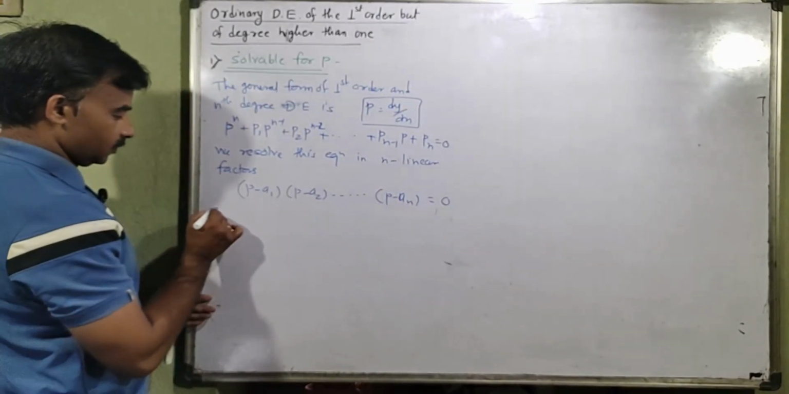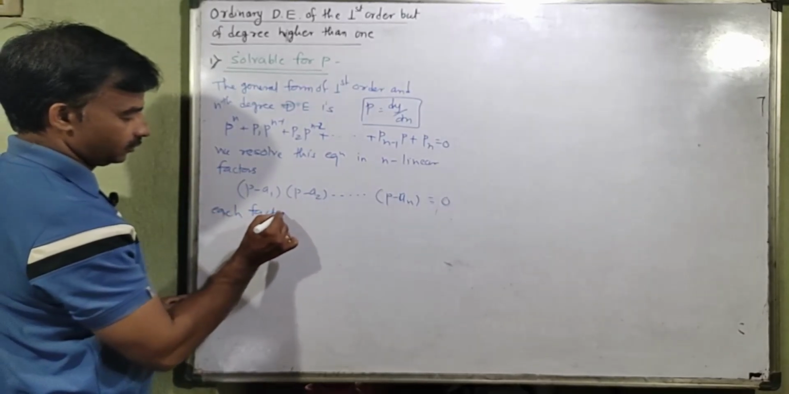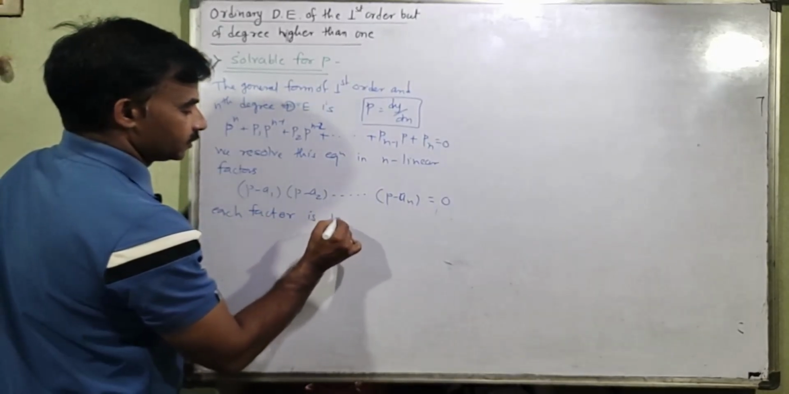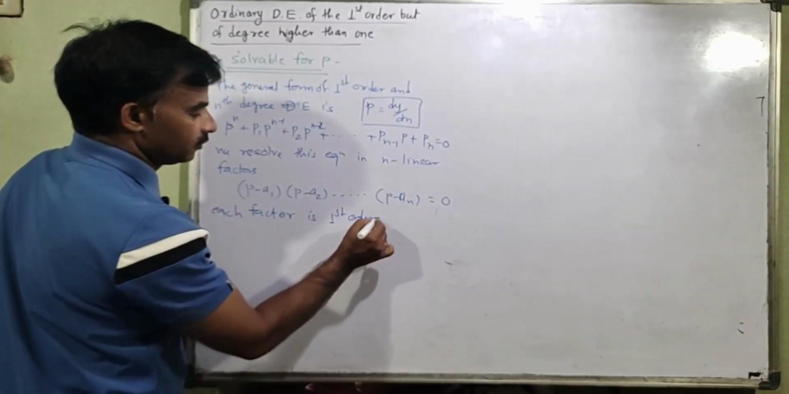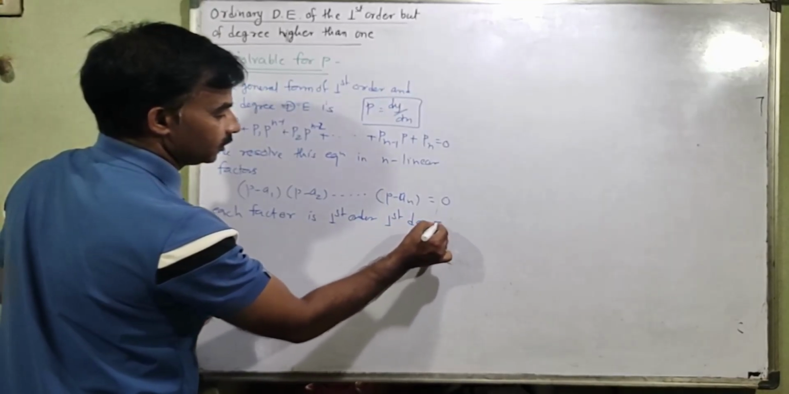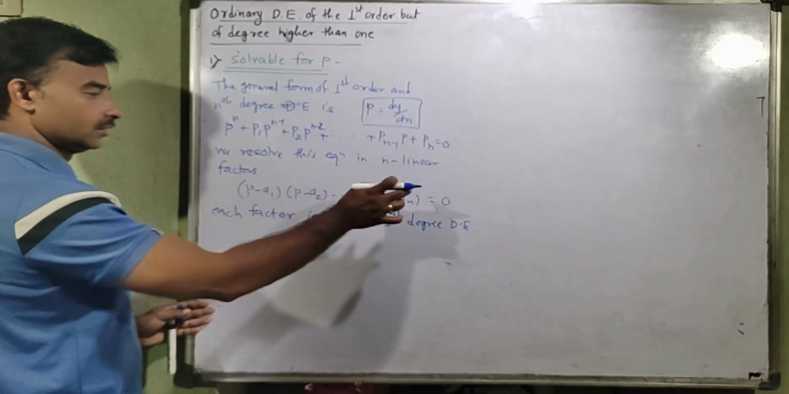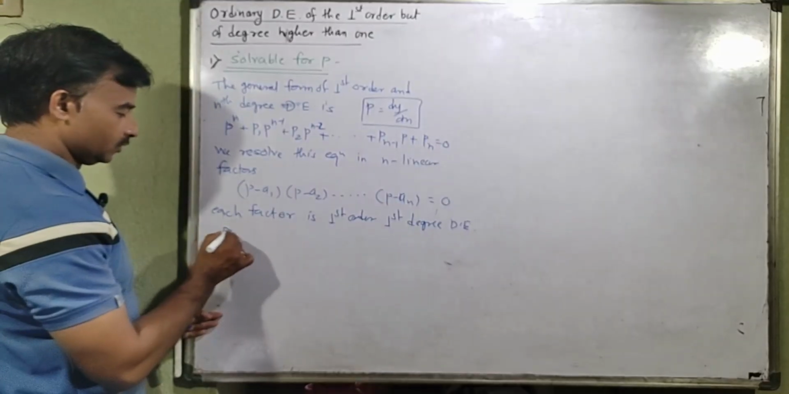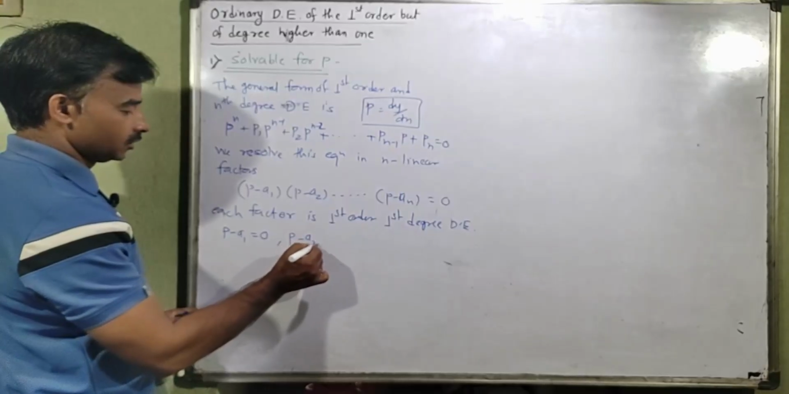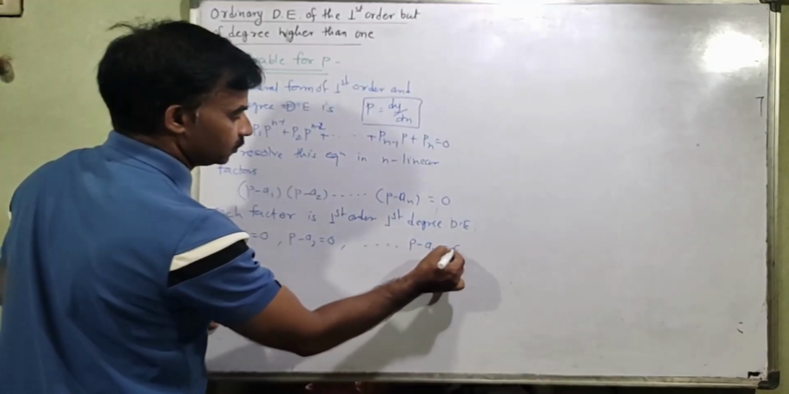Here each factor is a first degree differential equation. So we equate each factor with 0. That means P minus a1 is equal to 0, P minus a2 is equal to 0, and so on up to P minus an is equal to 0.